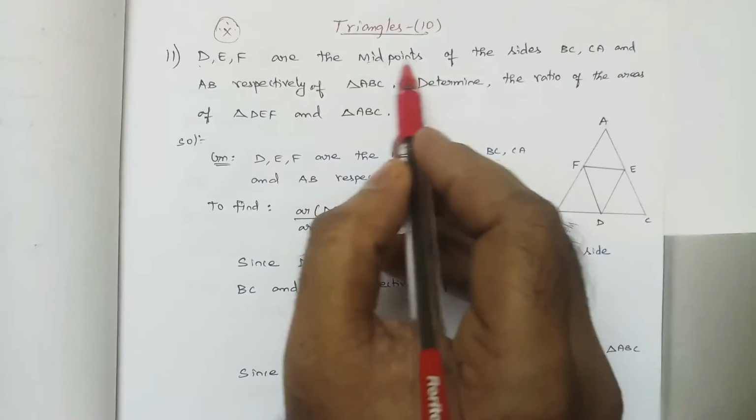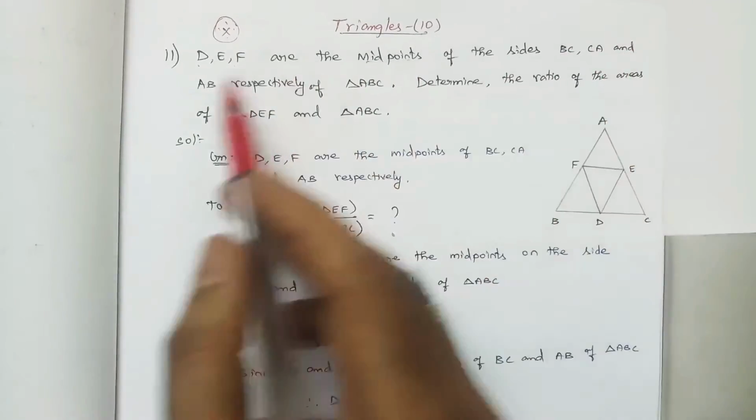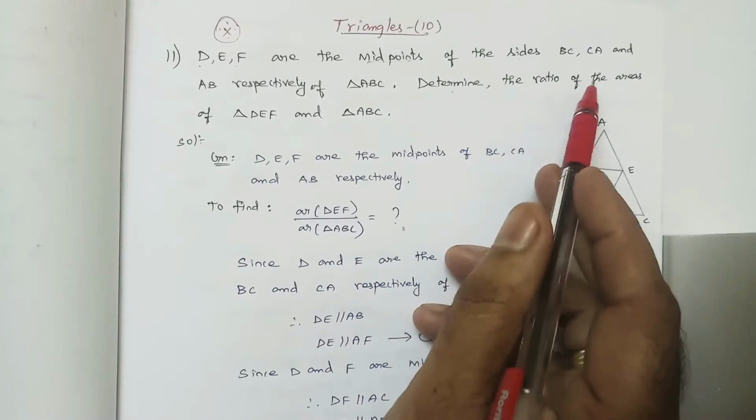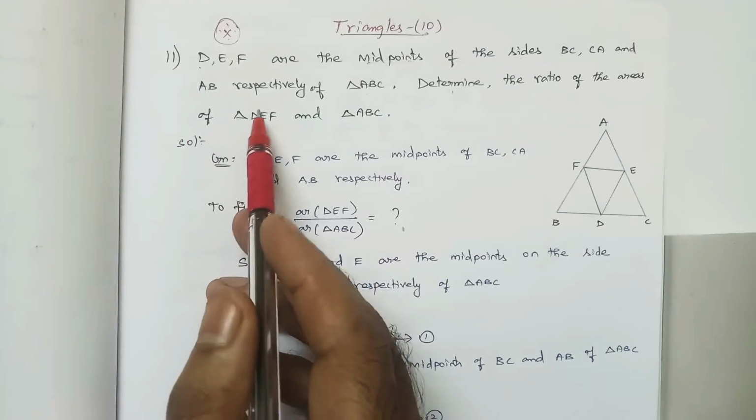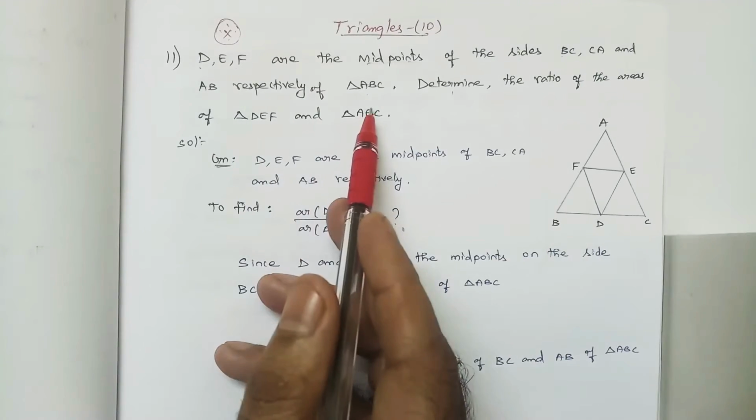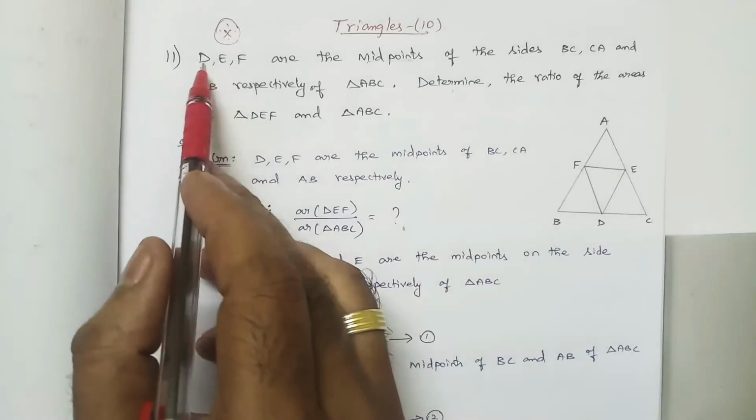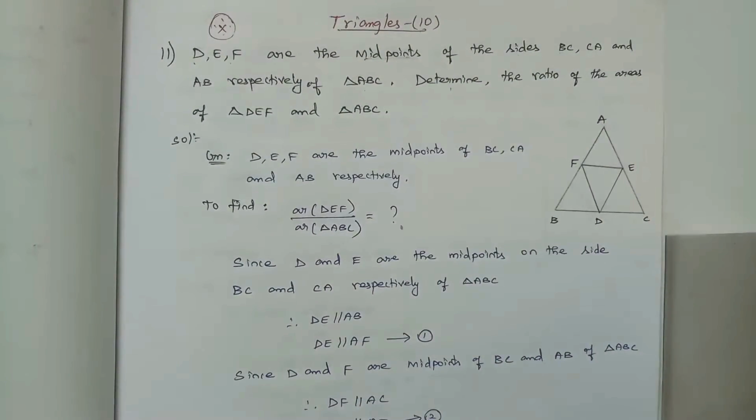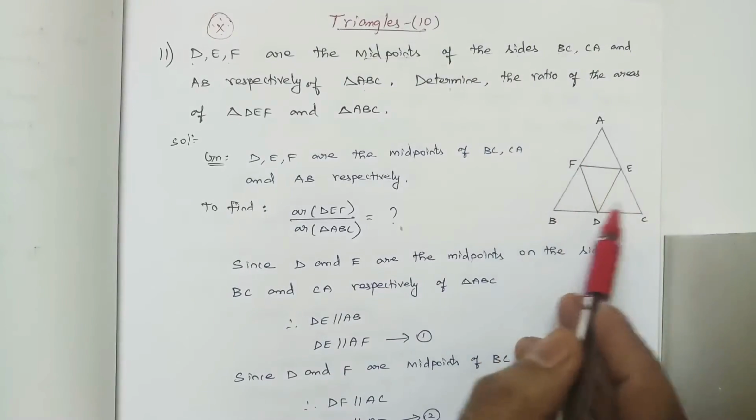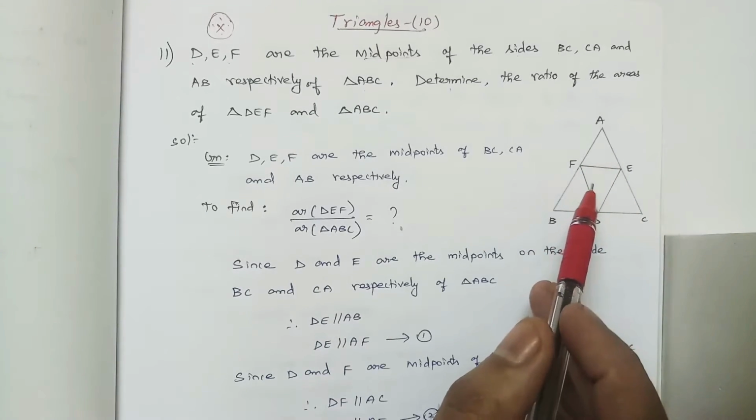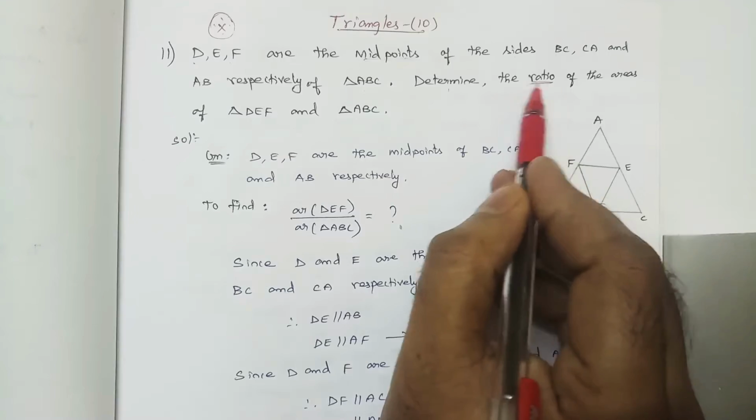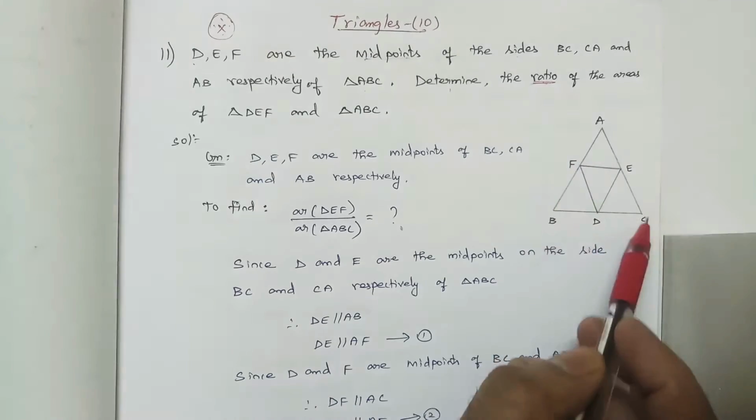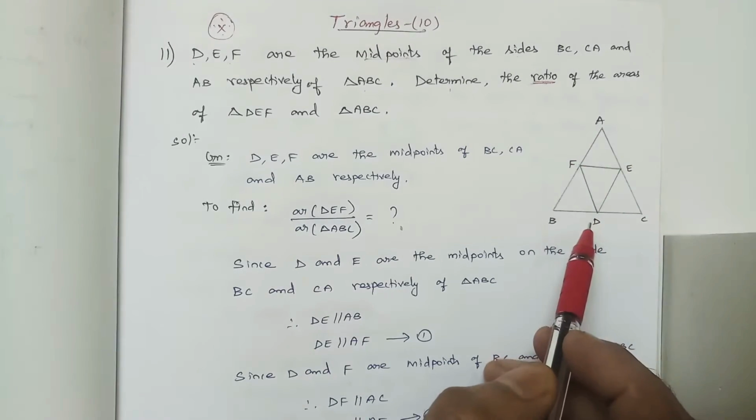DEF are the midpoints of the sides BC, CA and AB respectively of triangle ABC. Determine the ratio of the areas of triangle DEF and triangle ABC. First you can draw the triangle ABC, and D, E, F are the midpoints of BC, AC and AB. By joining these three midpoints, we get a triangle. Now they ask you to find the ratio of the area of triangle DEF and triangle ABC.